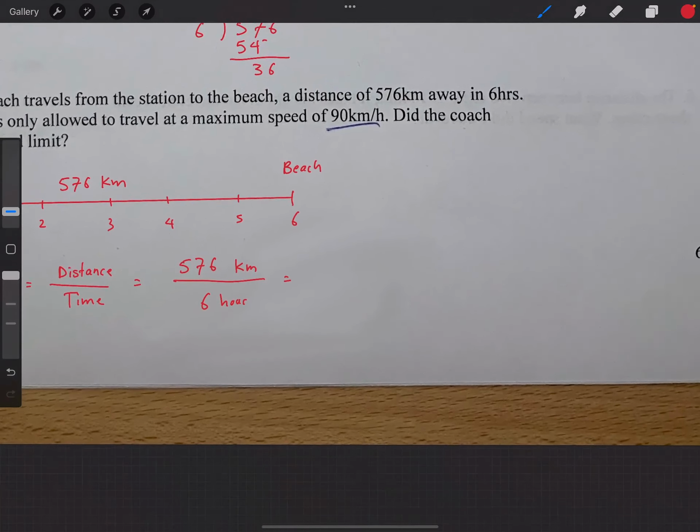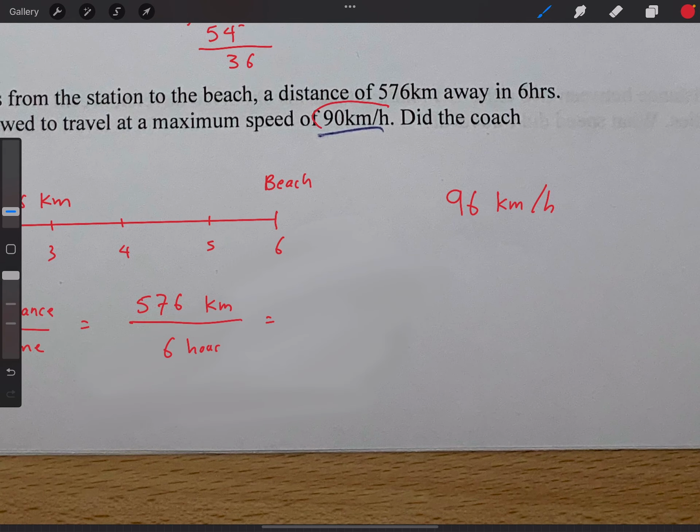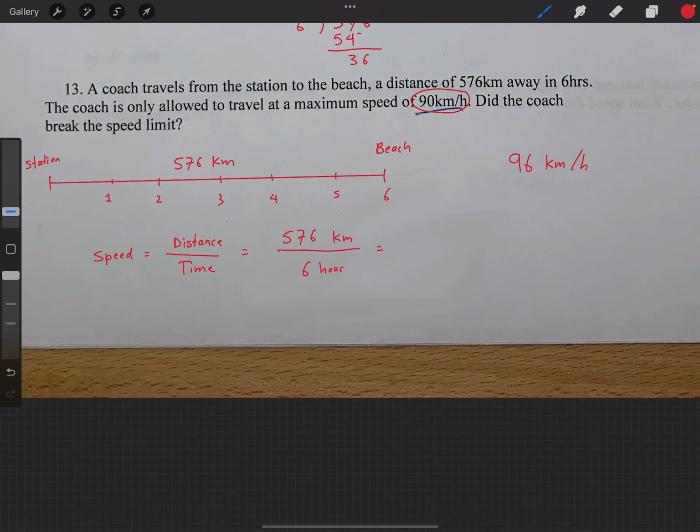That means it's 96. That means that to get there, you will need to travel at a speed of 96 kilometers an hour. But the coach is only allowed to travel at 90 kilometers an hour. So if he traveled at 96, that means he's breaking the speed limit. He's going over the speed that he's allowed to travel. So yes, the answer here is yes. The coach broke the speed limit.